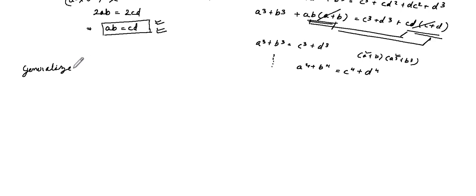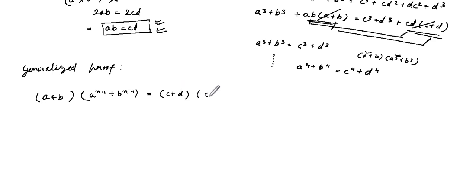Generalized proof, I would say it rather. Generalized proof. So let's take a simple thing like a plus b, and take something like a to the power n minus 1 plus b to the power n minus 1. And let's take something like c plus d, c to the power n minus 1 plus d to the power n minus 1. I'm just assuming that you already have this proved, this is assumed to hold true.